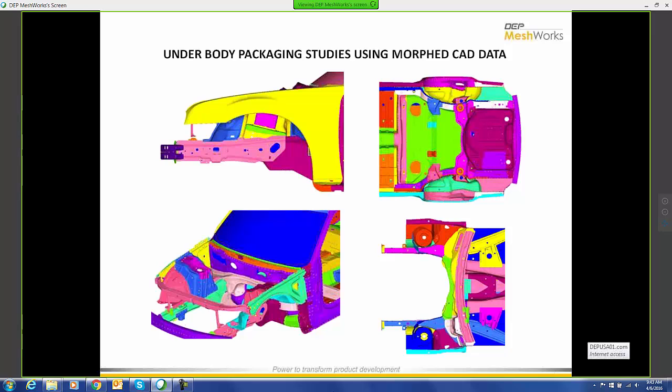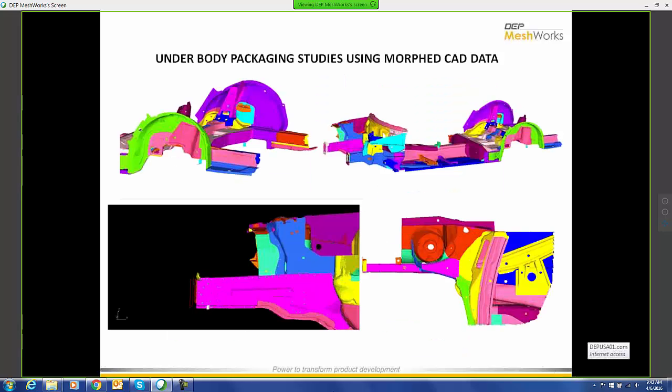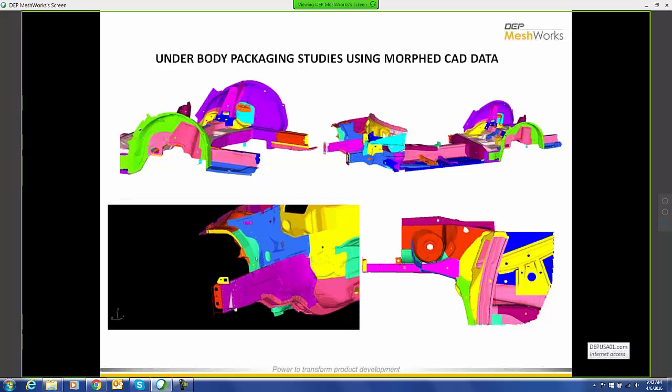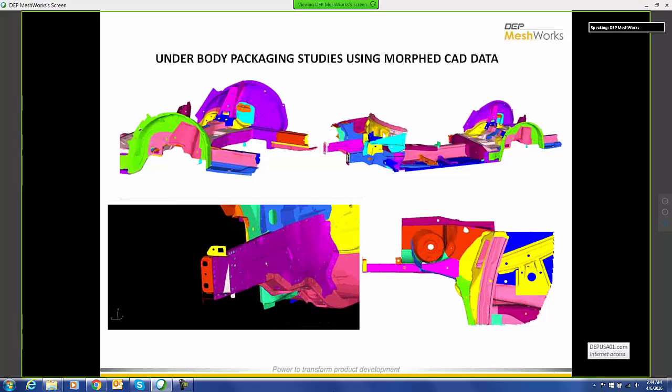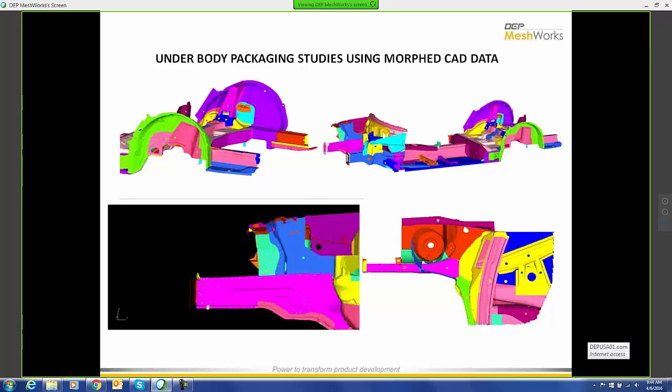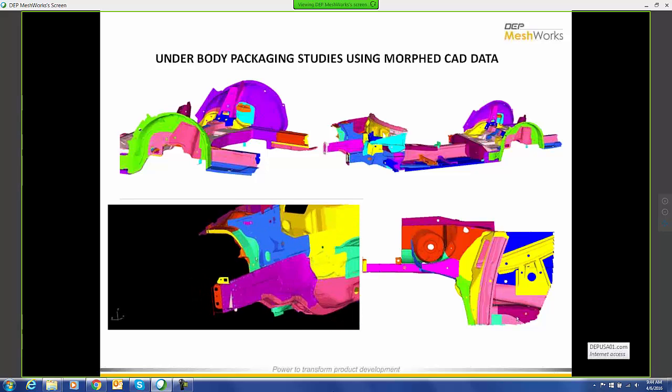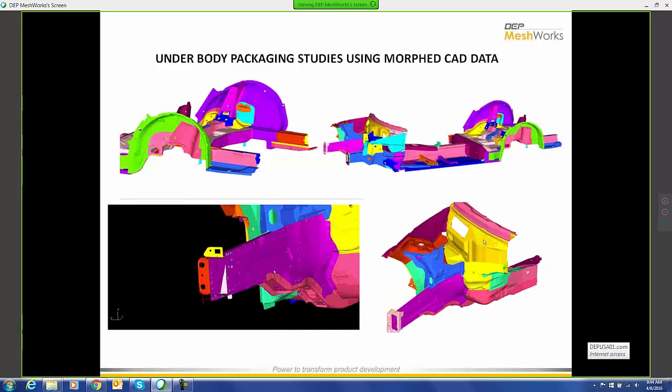These are some of the underbody packaging studies done at the different rails and floor level, where you can morph the location on both sides so that you can increase the impact angle and improve your performance criteria at the CAD level also. What our clients really like is the ease with which this tool can parameterize these details without much user interface or user interference required.